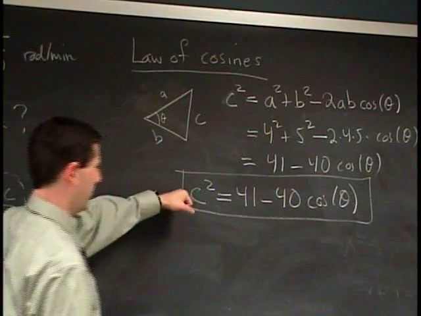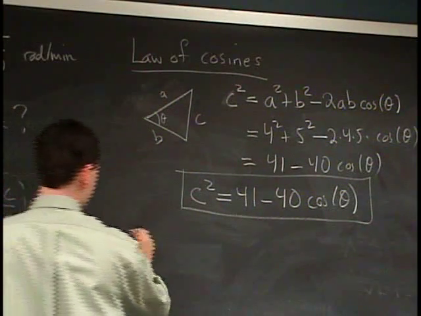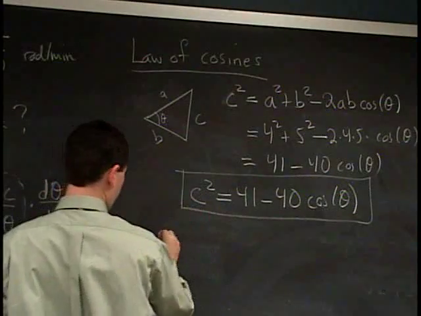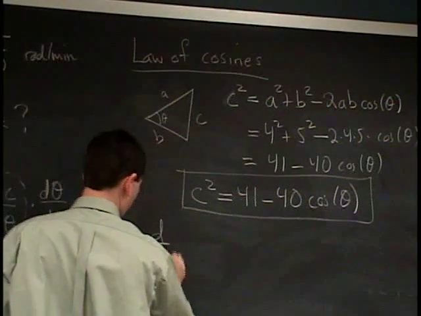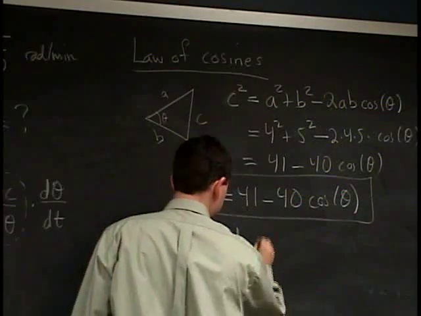Okay, but what am I looking for? Let's go back. I'm looking for dC over d theta. So I have to do what? Take a derivative of both sides with respect to theta. Okay, so let's see. I do this side with respect to theta. I do this side with respect to theta.